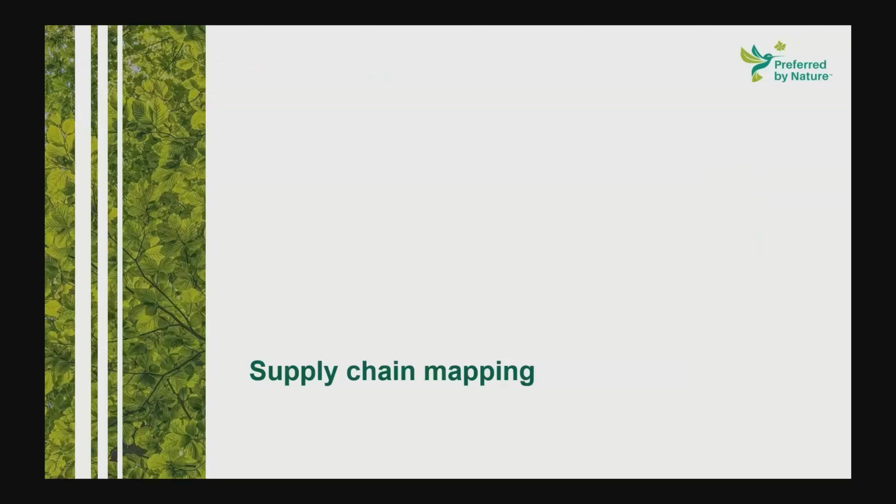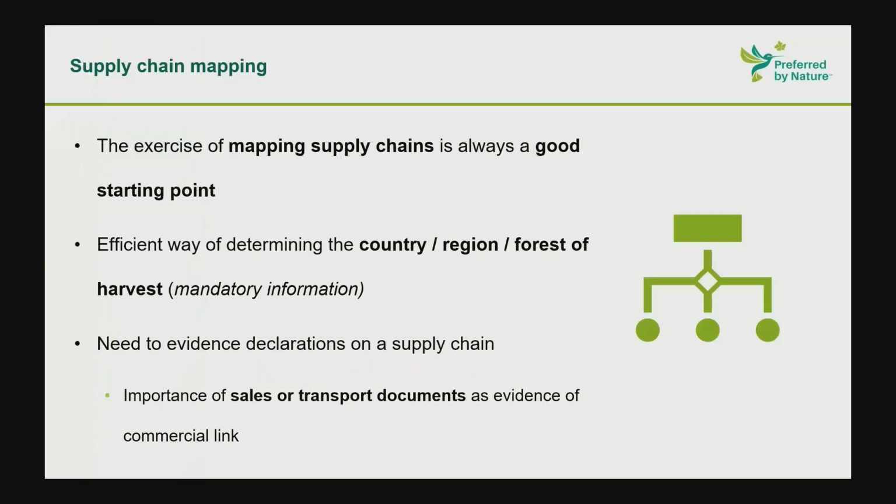Now, supply chain mapping is kind of the entry point into this due diligence and risk assessment process. But first of all, the EUTR is asking you to determine the country of origin. So supply chain mapping is an important step into determining at least the country of harvest of the timber, right? It might also be necessary to go beyond that and to identify the region and forest of harvest. So supply chain mapping is a good starting point.